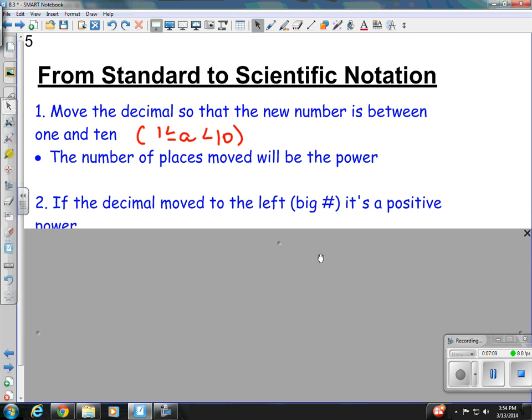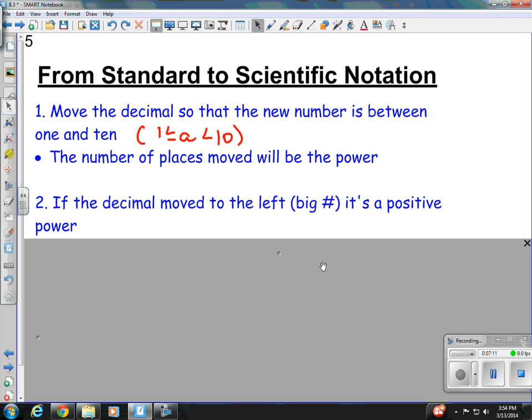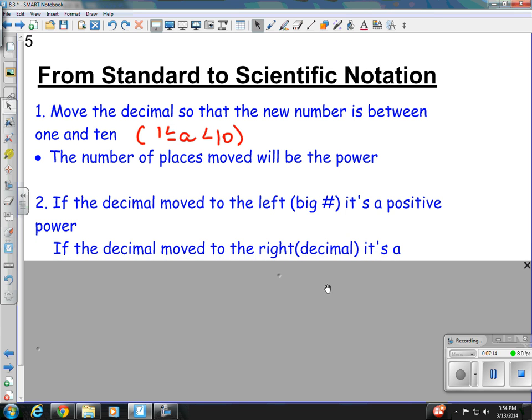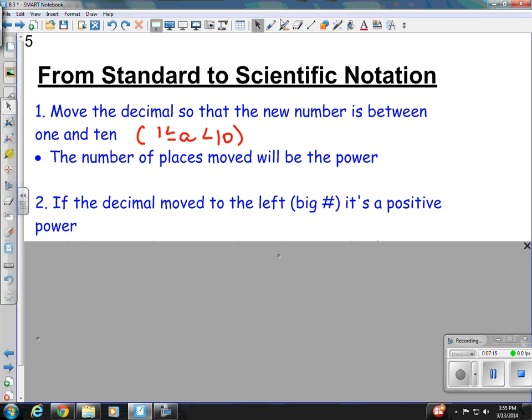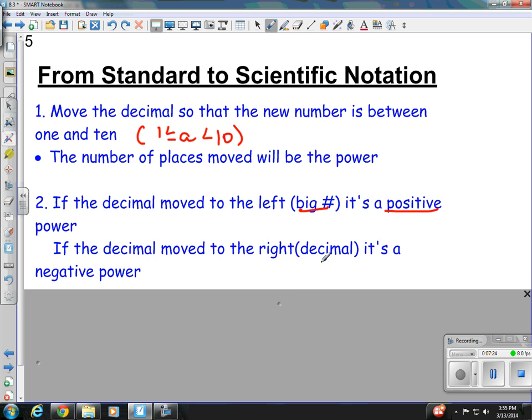And the second step is if the decimal moves to the left, that means you took the decimal and moved it to the left because it was originally a big number. The power is going to be positive. Same way, if the decimal moved to the right, it's going to be negative. It was a decimal to start with, so it's going to have a negative power.